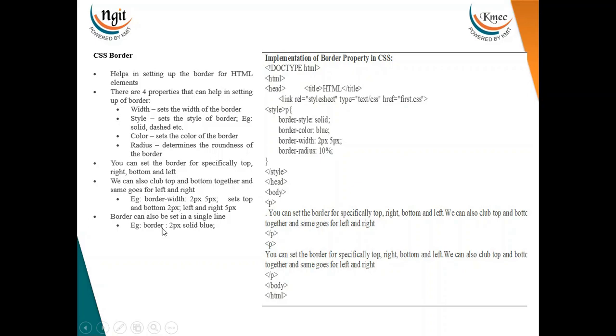Border can also be set in a single line, that is, border 2 pixel solid blue. That means for all four sides, top, bottom, right and left, it will set the same color. So this is one example. The same thing we have already seen.